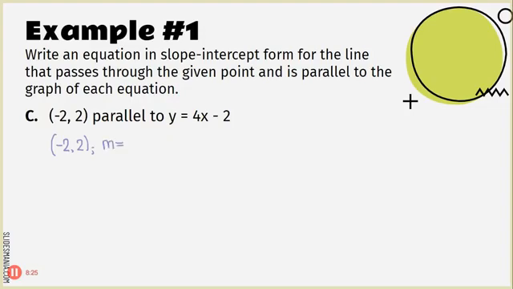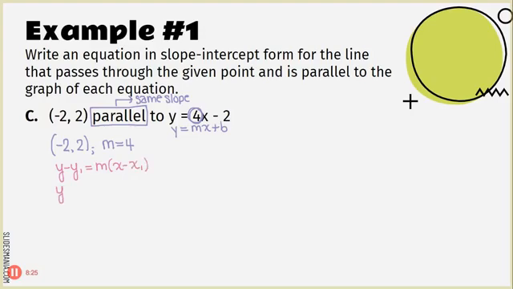So what makes lines parallel is that they have the same slope. So I'm going to look for the slope of my line in that equation, and it needs to be the same. So if this is in y equals mx plus b form, my slope is 4. So I'm going to use the same slope because that's what makes it parallel. And then we substitute into our point slope form. y minus y1 equals m times x minus x1.